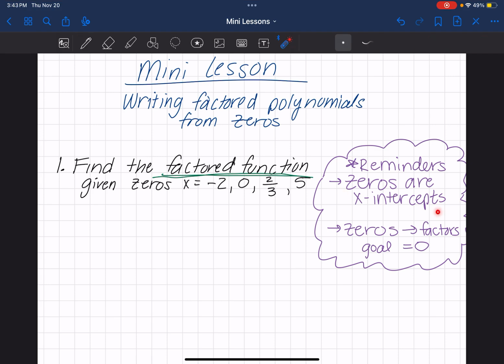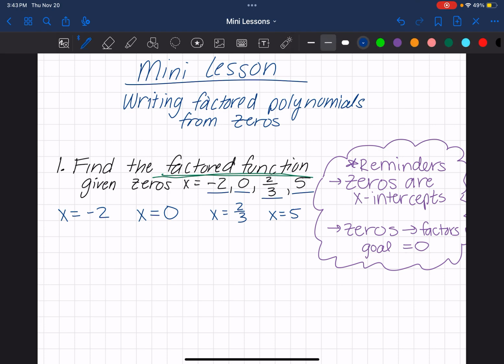First reminder, zeros are x-intercepts, as I just mentioned. And if we are going from zeros to factors, our goal is to get an equals 0. That's how we can convert these into factors. So to be able to do this, our first step is to take these zeros and set each of them equal to x so we can solve it to be ultimately equal to 0. So my first 0 is -2, so I'm going to write x equals -2. Second one is 0, so x equals 0. Third one is 2 over 3, so x equals 2 over 3. And lastly 5, so x equals 5. Now from here, we're going to solve all of these to be equal to 0 because that is our goal when we're writing them into factors.